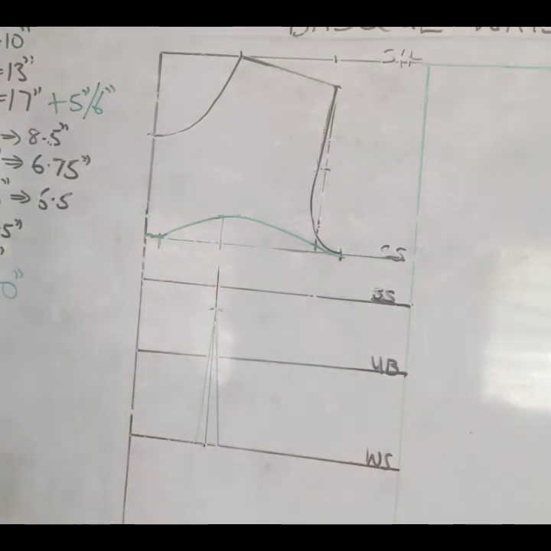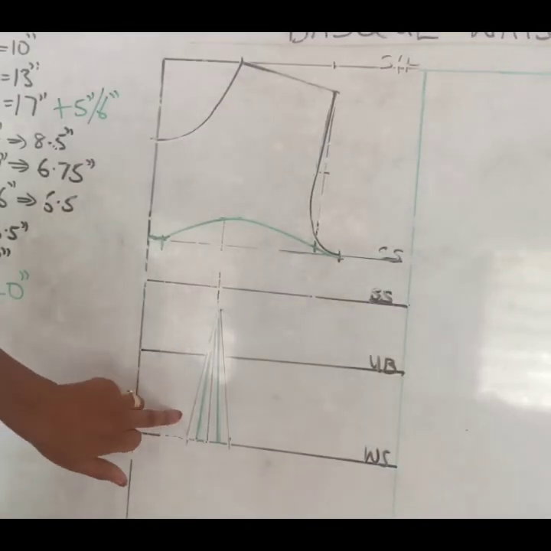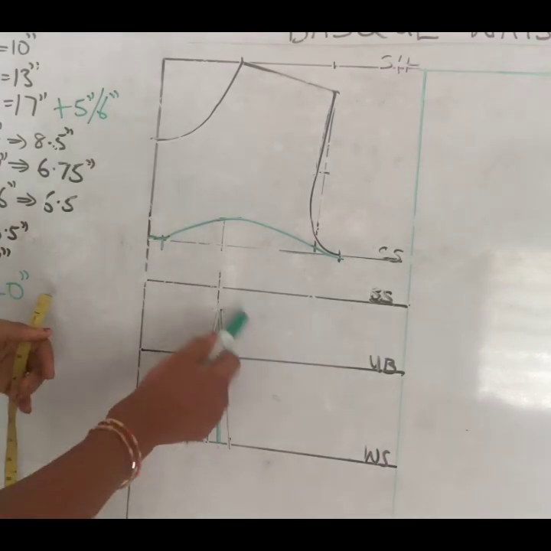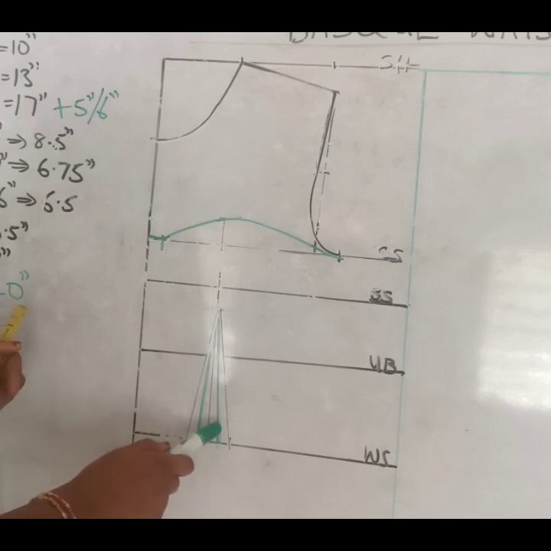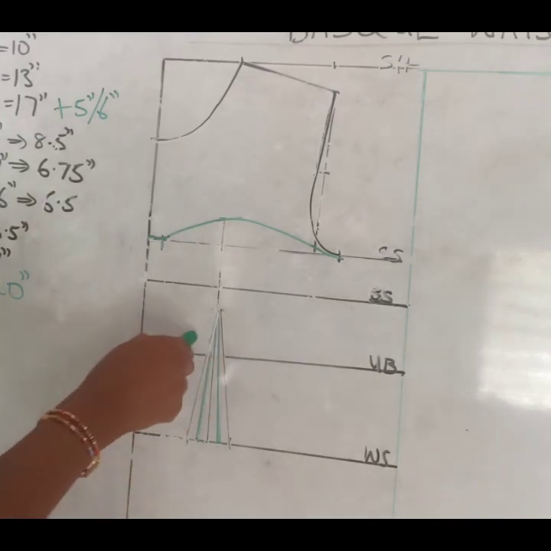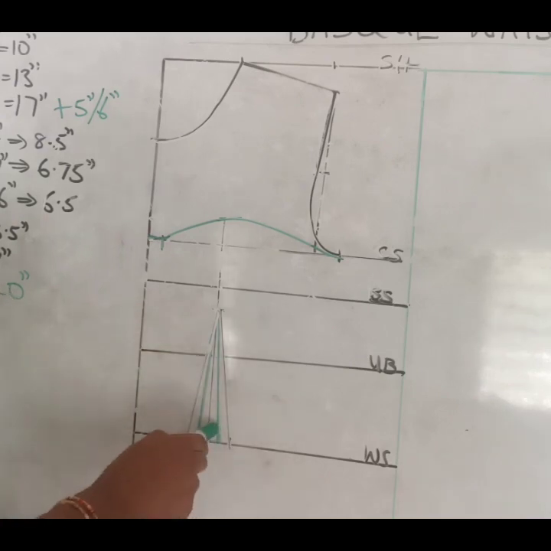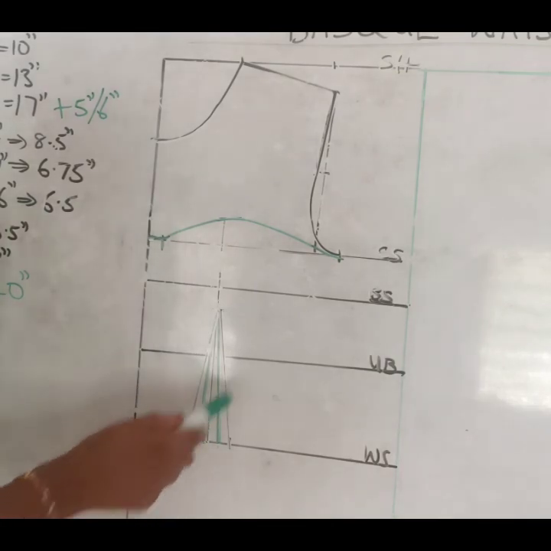Like so. So the dart to take depends on the size of the breast. For a small breast, you could just use 1/2 inch here, 1/2 inch here, and also 1/2 inch, 1/2 inch. For a medium breast, you can use 0.75 here, 0.75 here, and also 0.75 here, 0.75 here. And then for a big bust, you can use 1 inch, 1 inch here, 1 inch, 1 inch.